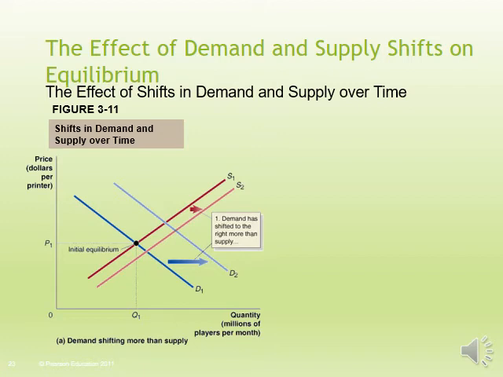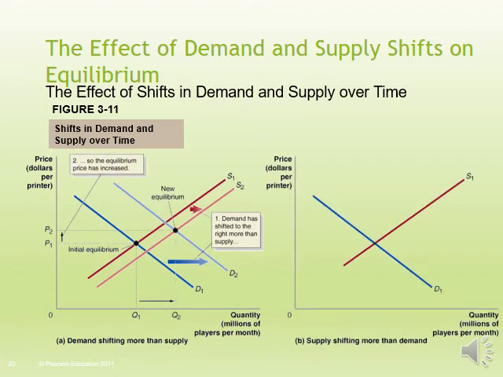Now you can see here that the demand has increased and the supply has too, but the demand has increased more than the supply. So what's going to happen? The new equilibrium price goes up because the increase in demand was greater than the increase in supply. And of course, because both are moving right, the quantity consumed increases.